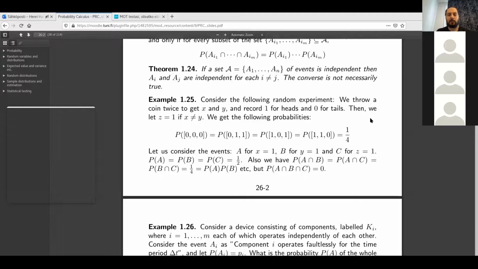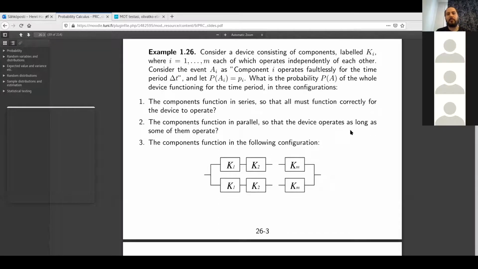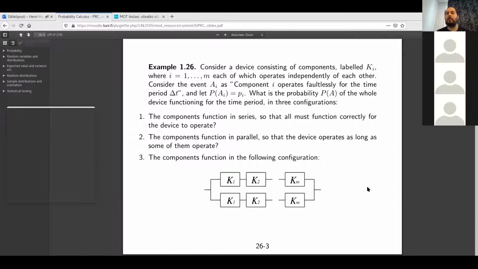All right, let's go through this example. Let's say that we have a device that is built from components, each labeled Ki, and they operate independently of each other. They do something, don't know what. Then there's a signal that travels through this machine from left to right. And there's an event Ai, which says that component i operates faultlessly for some time period. We observe the behavior of this machine for some time period.